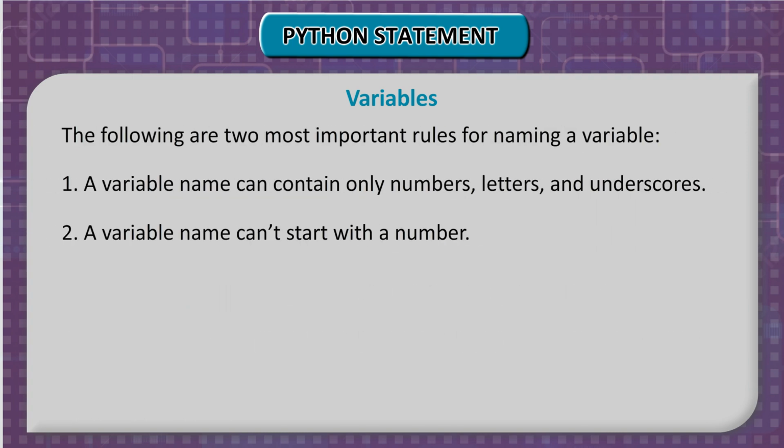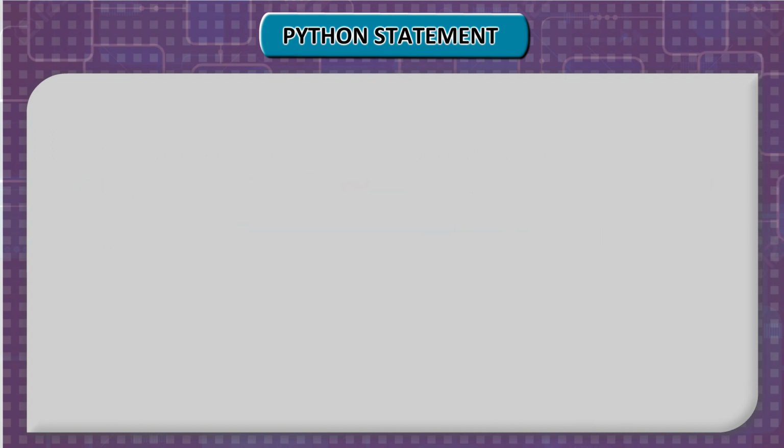The following are two most important rules for naming a variable. 1. A variable name can contain only numbers, letters, and underscores. 2. A variable name can't start with a number.